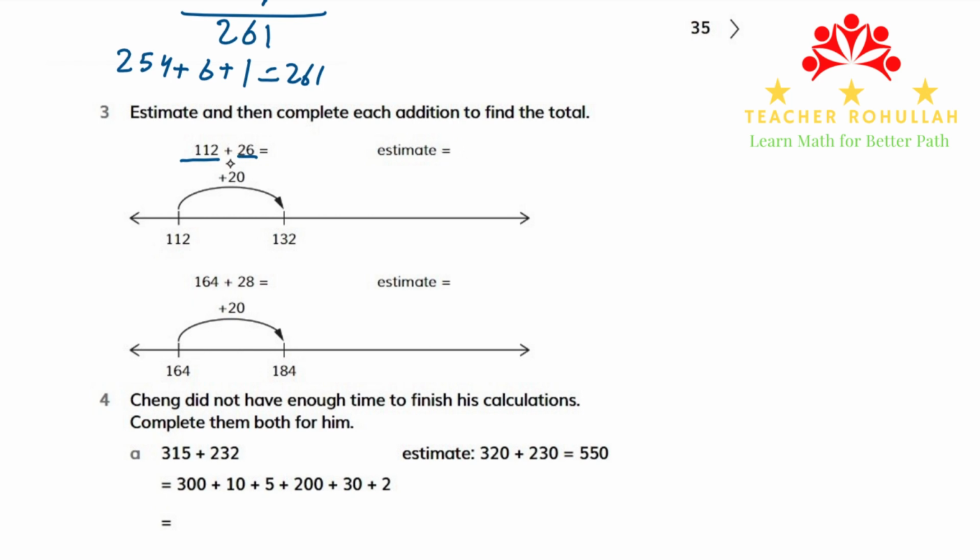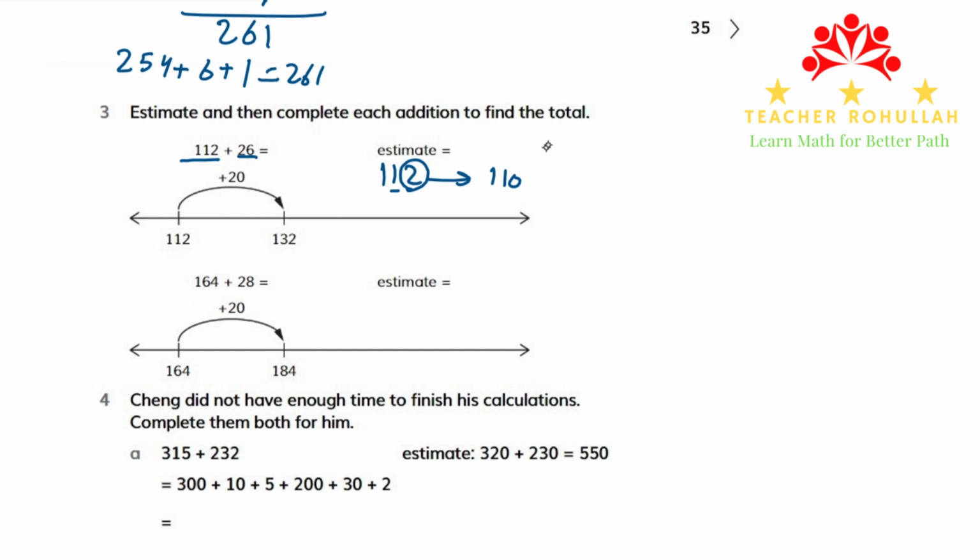To estimate, I round each number to the nearest 10. So to round 112 to the nearest 10, we see that 1 is in the tens place, and 2, if we compare it with 5 or more, 4 or less, we can see that 2 is 4 or less. So the number rounds down, and the number that we get is 110.